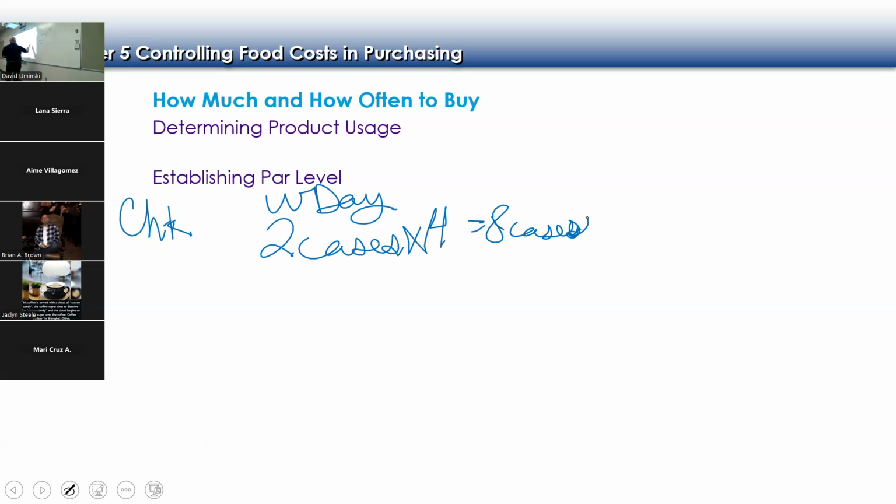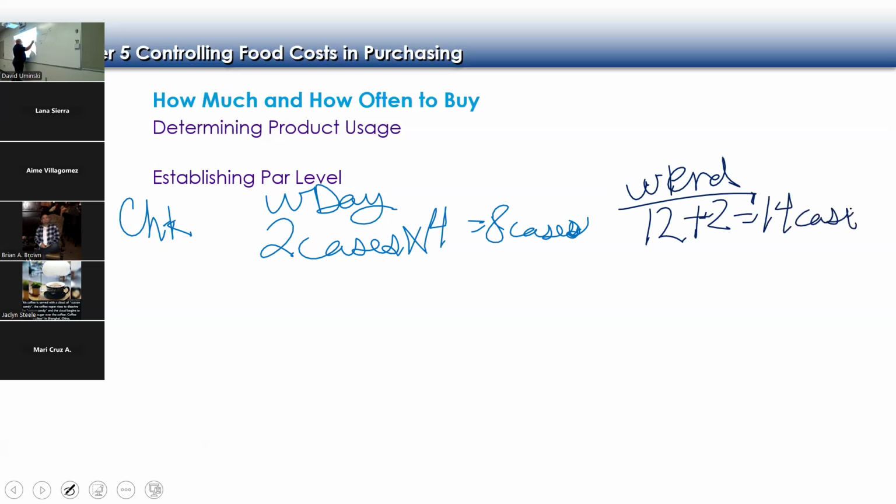So our goal is, on Friday, when that truck drives away, our weekend. What is our usage for Friday? 6 cases. How about Saturday? 6. 6 and Sunday? 2. 2. So that's 12 plus 2 is 14 cases. Okay?